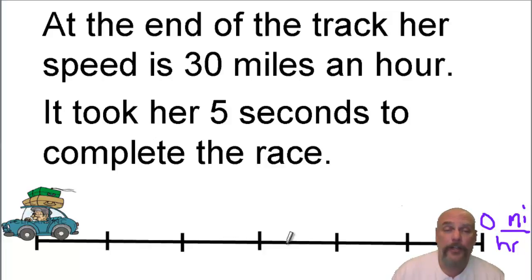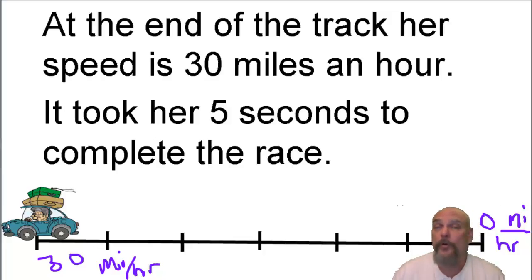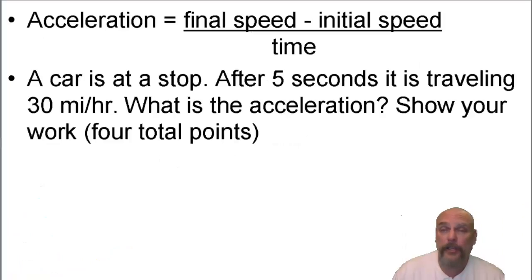So 0 miles per hour here, and she ends the race at 30 miles an hour. So we need to figure out what is her acceleration. To be able to figure out the acceleration, we need some information. We need to know the speed final, we need to know the speed initial, and we need to know the amount of time it took her to do that. So let's go ahead and plug in our numbers.